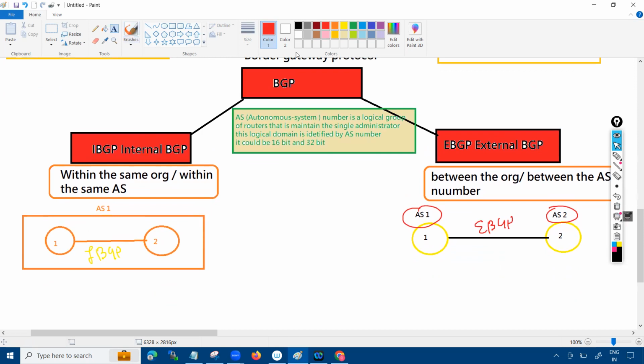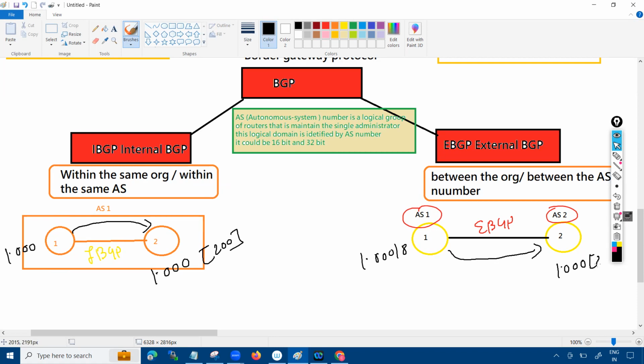If I talk about another difference, take an example: when router 1 has 1.1.0.0, it will extend this route to router number 2. Router 2 will receive it and add this route in the routing table with the AD value 200. Same thing when router 1 extends the route 1.0.0.0/8. So 20 is going to represent eBGP, and 200 is going to represent iBGP.